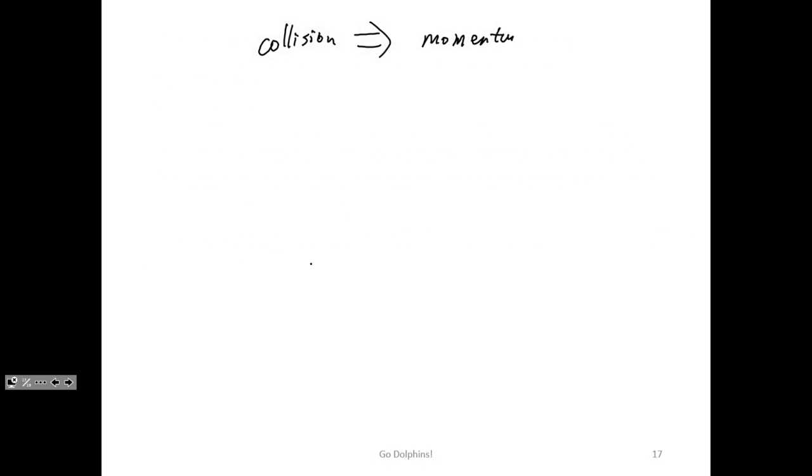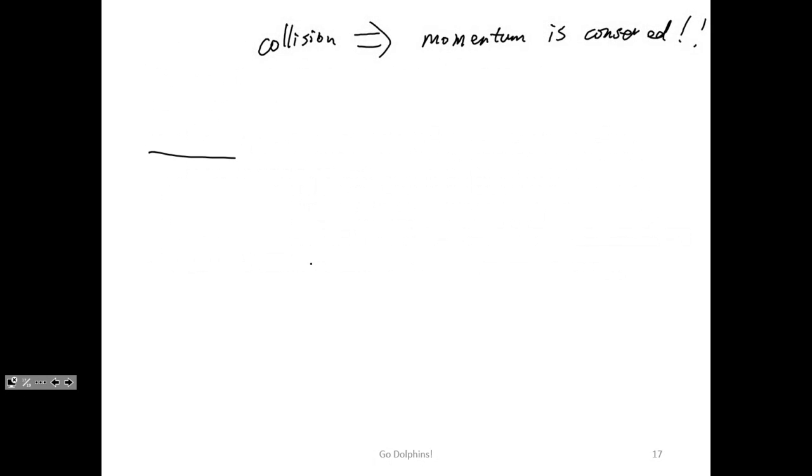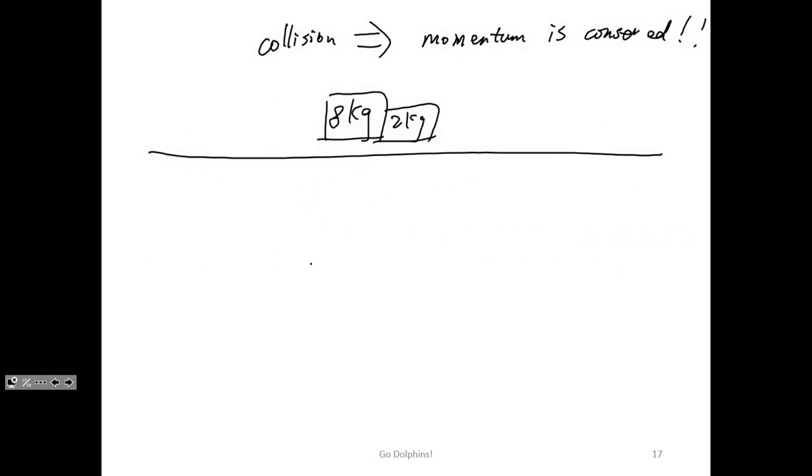momentum is conserved. So, and after the collision, MA and MB should stick together. So let me draw after the collision. After this collision, you have 8 kilogram, 2 kilogram. They should have the same velocity. Let's call it VF. They move together.